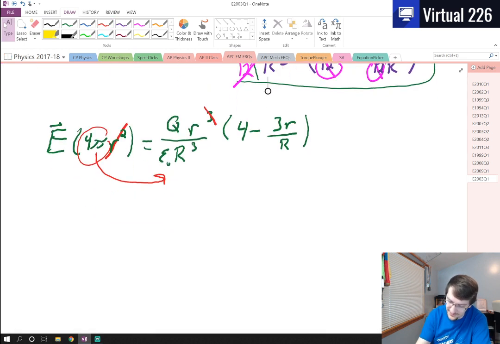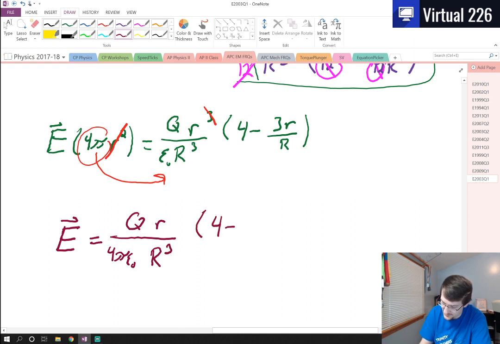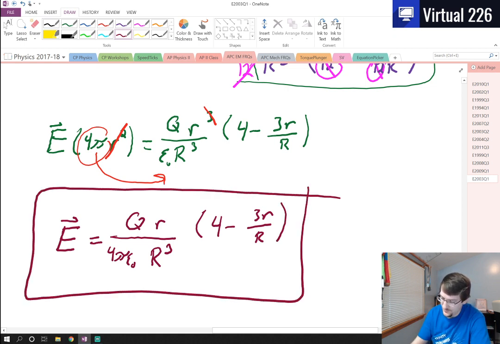And we finally find, after much work, that the electric field as a function of r being less than big R equals qr over 4 pi epsilon naught. And remember, that's actually equal to k there, 1 over 4 pi epsilon naught. Big R cubed times the quantity 4 minus 3r over R, for r is less than big R.